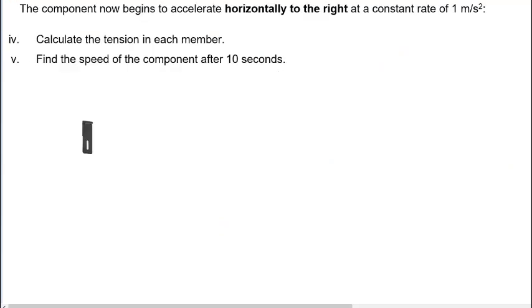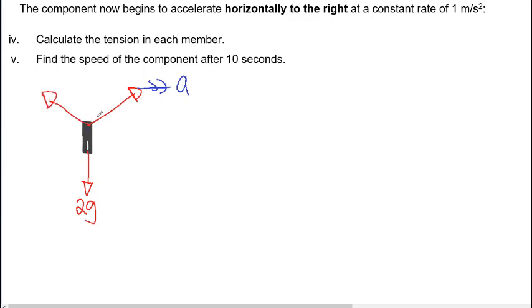So in part B of this question, we're now told that the component begins to accelerate horizontally to the right. So we can draw the direction over here and say it's moving to the right and it's accelerating. Now let's draw a new free body diagram. First of all, we still have mg acting downwards, that doesn't change. We also still have these two tensions here.